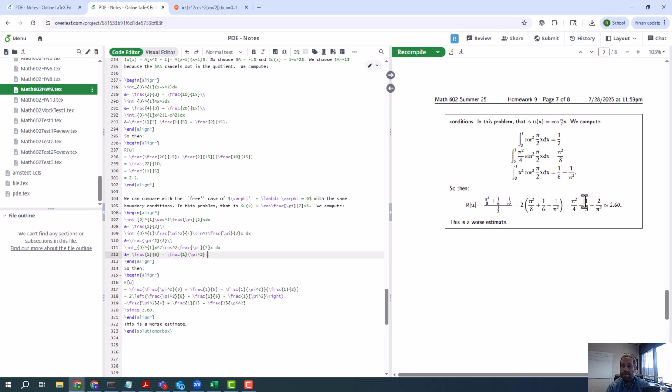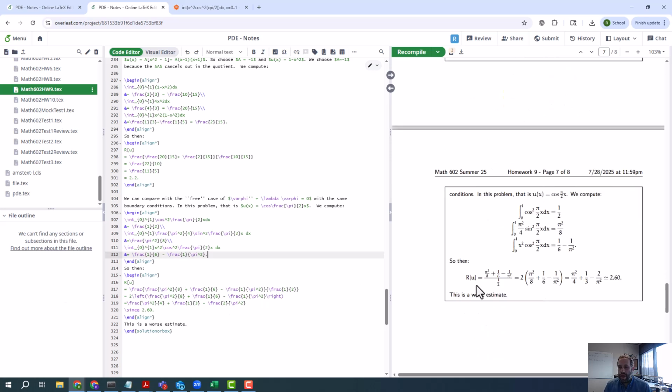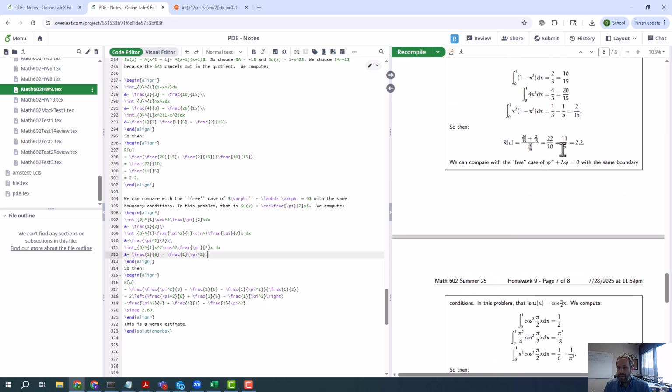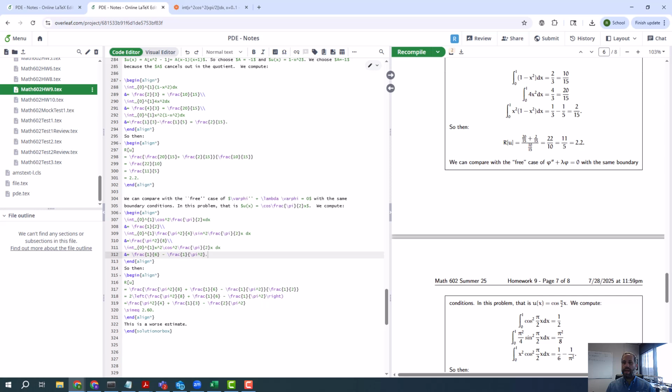I know this is fun, isn't it? Pi squared over 4 plus 1/3 minus 2 over pi squared. Yeah, 2.60. So we've got two different estimates, 2.2 and 2.6, and it actually turns out that 2.2 is the better estimate. This was just to show you that we do it twice. I was hoping this one would be a little bit better, but it's actually a little bit worse. And so we know that the lowest eigenvalue is less than or equal to 2.2.